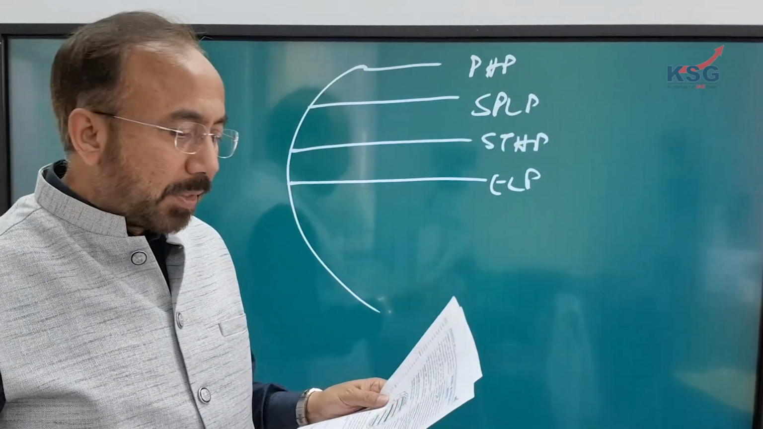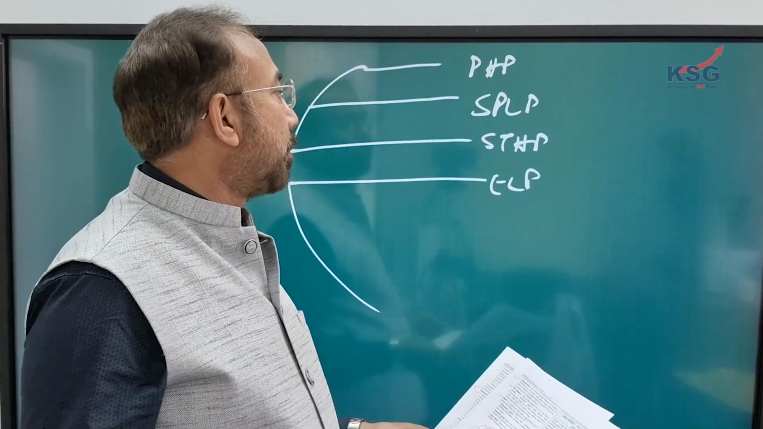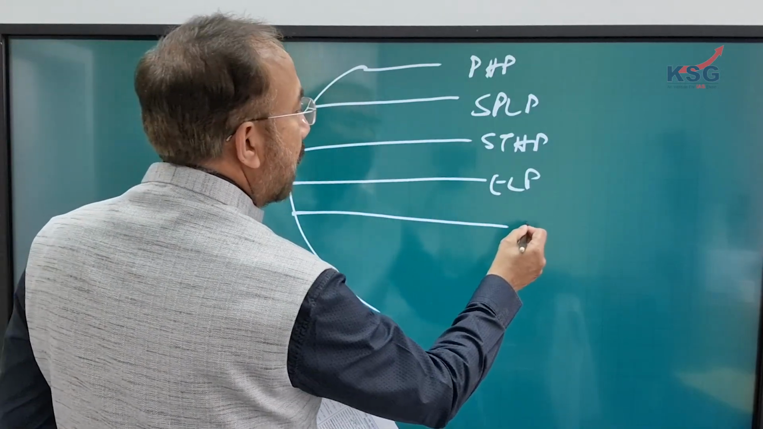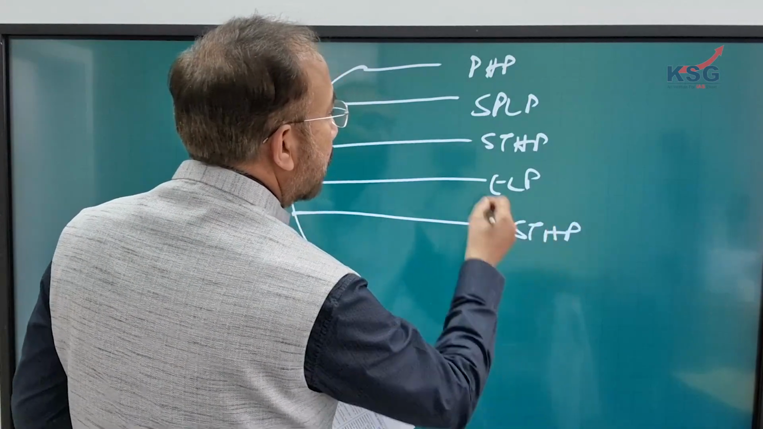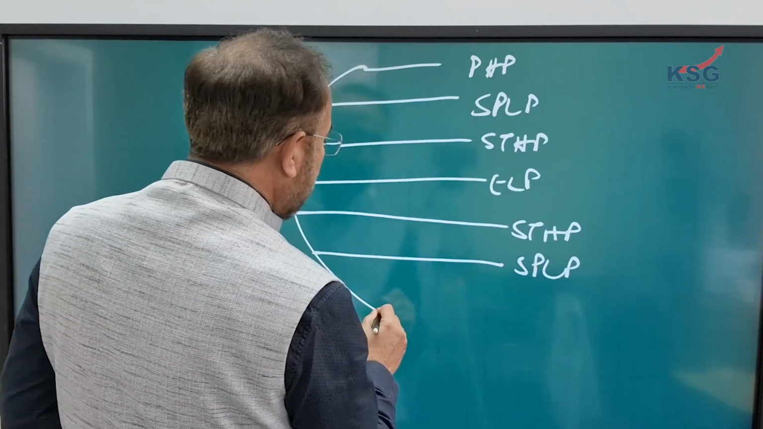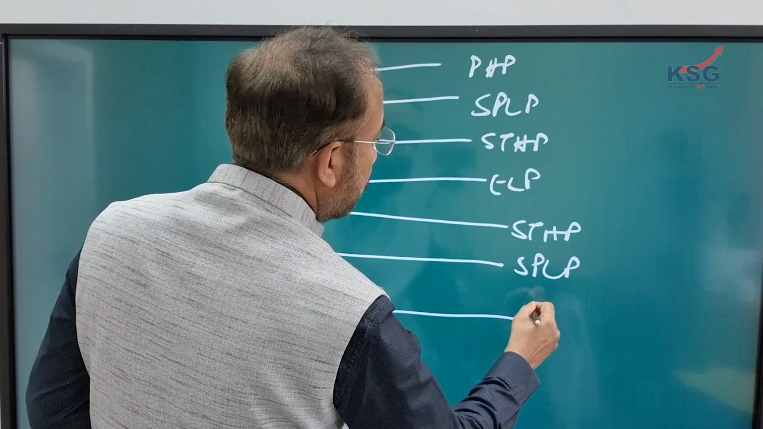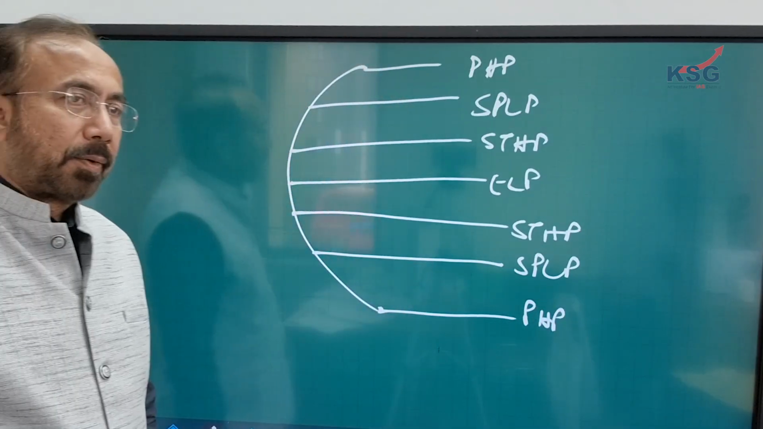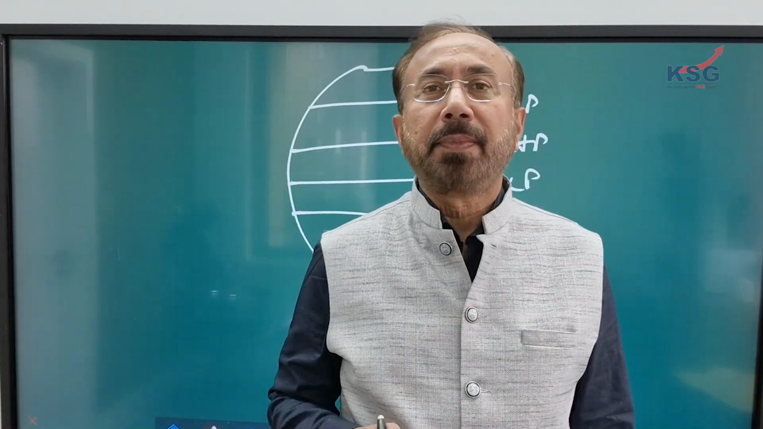And I suppose needless to mention that the winds are moving from those high pressure to low pressure. Like on this side of the equator, again it will be the same, STHP. Same thing will repeat here as subpolar low pressure, and the same thing will repeat on this side also as polar high pressure. And I would like you to understand that the winds are moving from high pressure to low pressure.